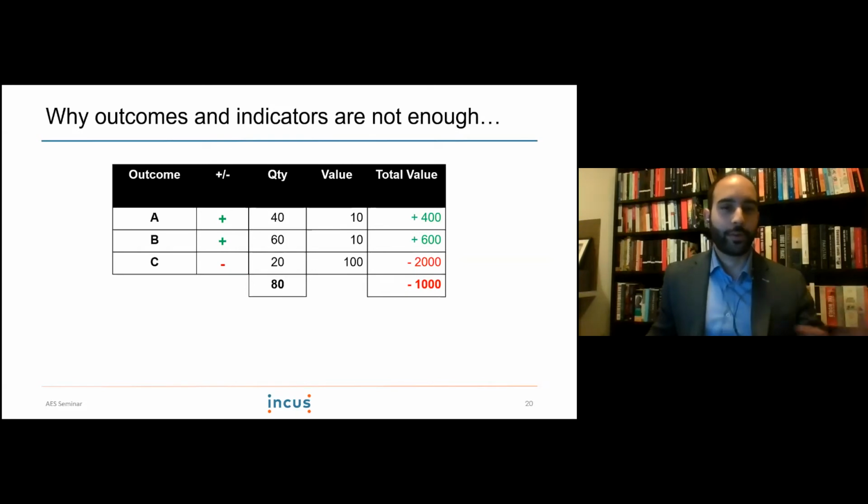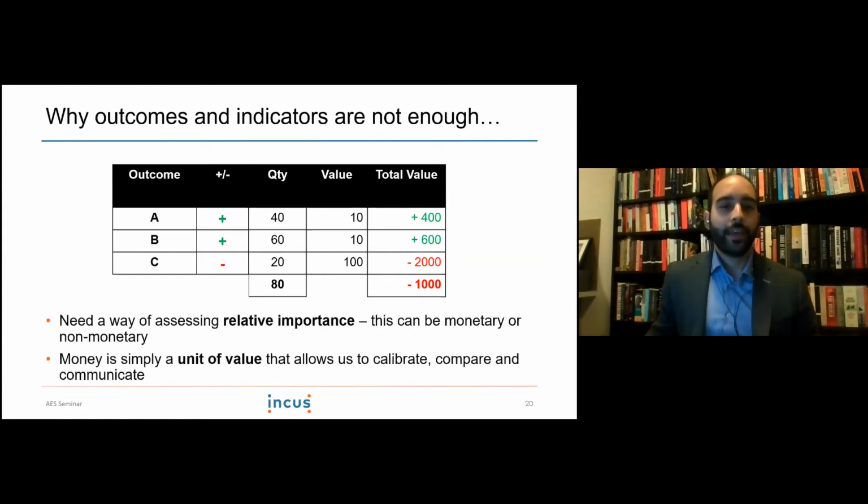At no point are we talking about dollars here or anything else. We're just talking about units of value. What that illustrates is that we need a way of assessing relative importance, and that can be monetary or non-monetary. There are non-monetary techniques for working out relative importance, things like most significant change, multi-criteria decision-making, and ranking methodologies. Here we're going to focus a little bit on monetary techniques, and we use money simply as a unit of value because it's recognized, it's used all over the world, and it's a way to calibrate, compare, and communicate our findings.